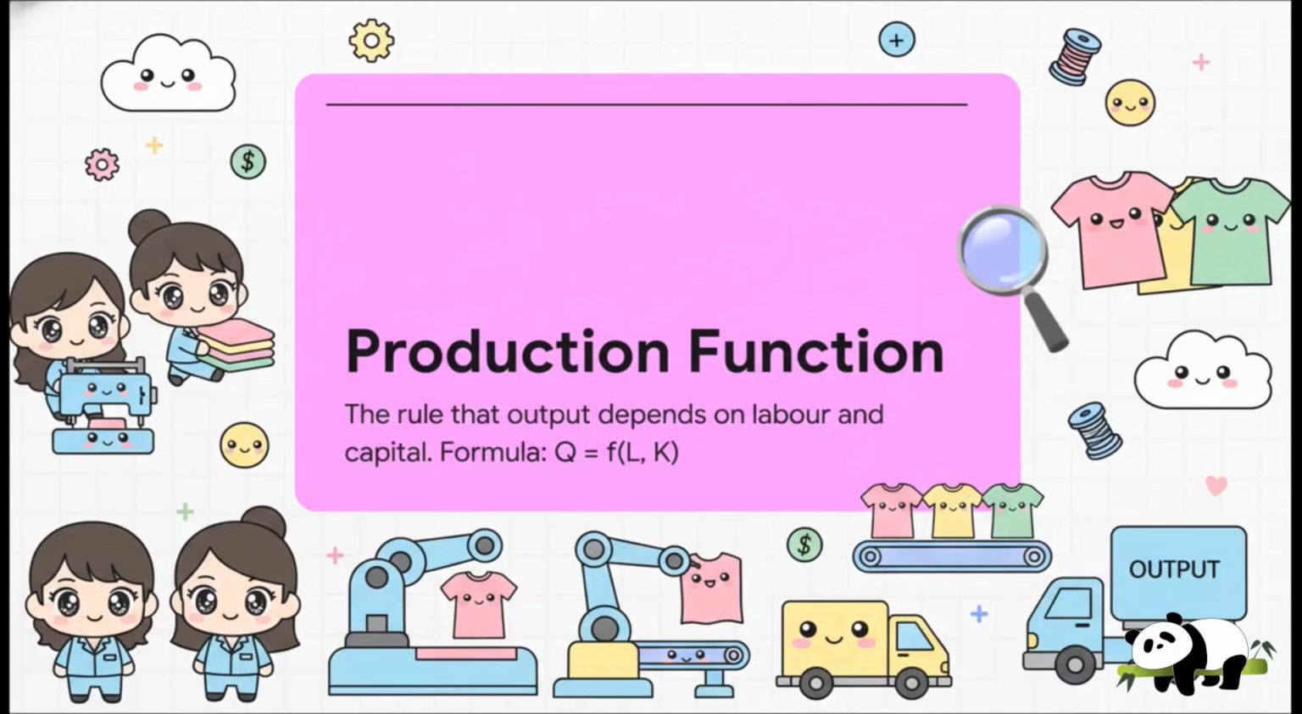You see, production doesn't just happen by magic. There's a rule connecting the stuff you put in to the stuff you get out. That rule is the production function. All this fancy formula, Q equals F of L, K, is really saying is that the quantity of t-shirts Ravi can make, that's Q, is some function of the labor and capital he uses. It's that simple. Inputs in, output out.